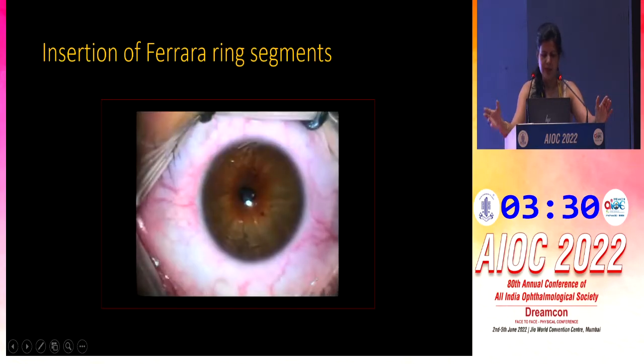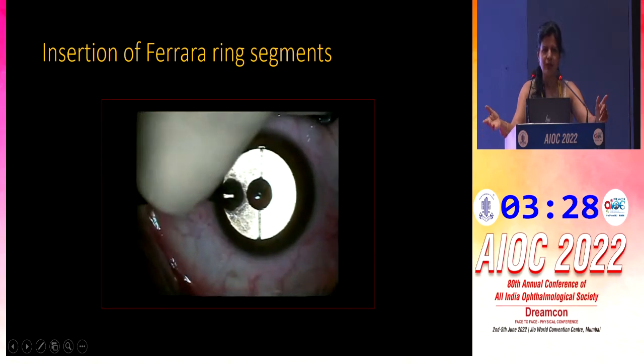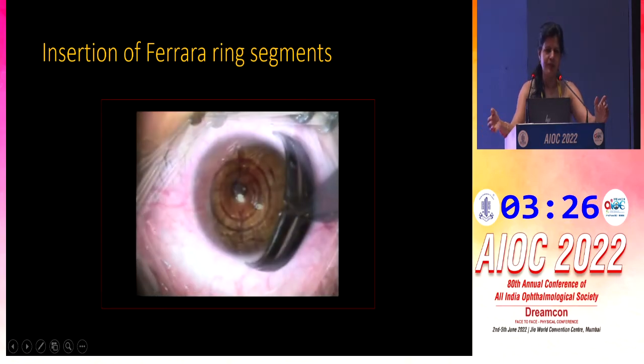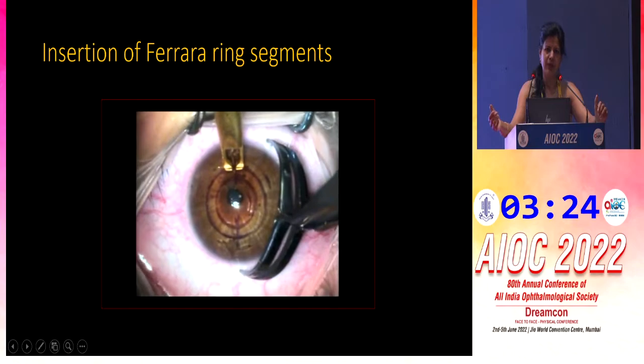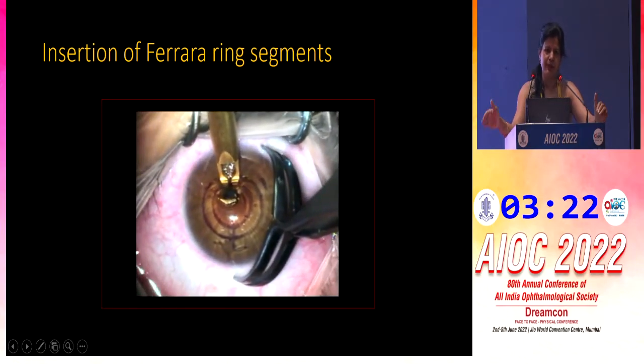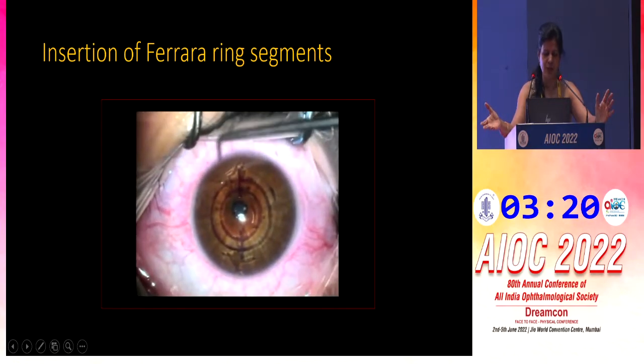Now, this is a manual incision of a corneal ring segment after centering the mark on the cornea and marking the area where the incision has to be made.